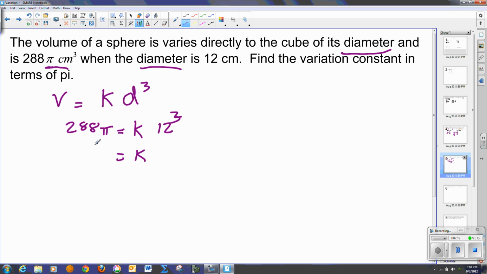So K then is equal to 288 pi over 12 cubed. Once again, get that fraction, and you're going to be done.